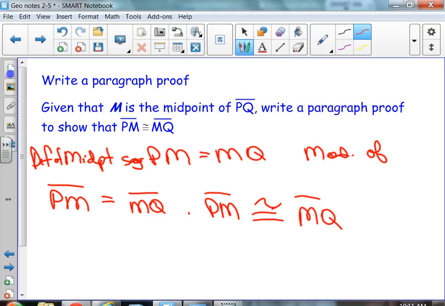Now, I skipped a couple of the words in there to form a paragraph, but you get how you do it. By the definition of midpoint, we can say that PM is equal to MQ. If PM equals MQ, then the measurement of line segment PM equals the measurement of line segment MQ. So all those words will be included in your paragraph. I just ran through it a little quicker. What do you mean, PQ or MQ? PM and MQ. You said PQ a couple times, right? Well, the line is PQ. So the midpoint is the other one.